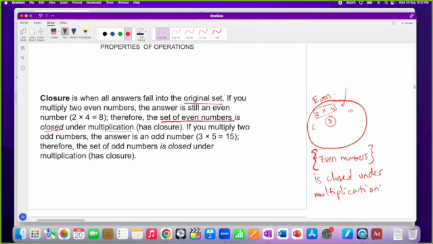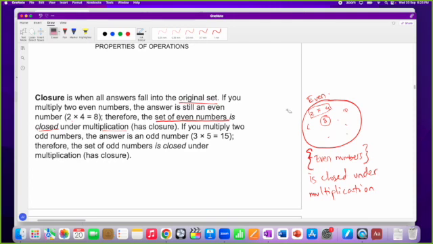under multiplication. Now note that if you could find any one example that will give me an odd number, then this entire set is not closed anymore. So that is the concept of closure. Could anybody tell me, is the set of even numbers closed under addition? It very well may be, because if you add 2 even numbers, you'll get an even number. You can't really add 2 even numbers and get an odd number. So it will be closed under addition as well.